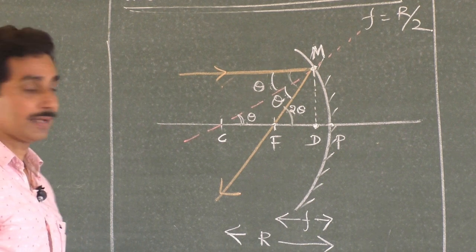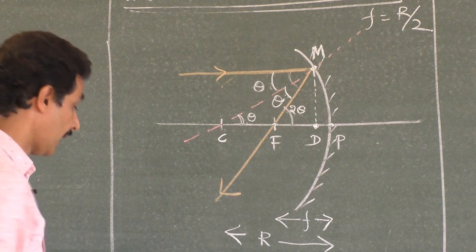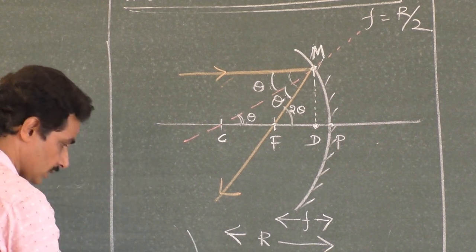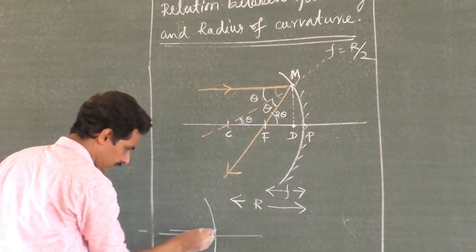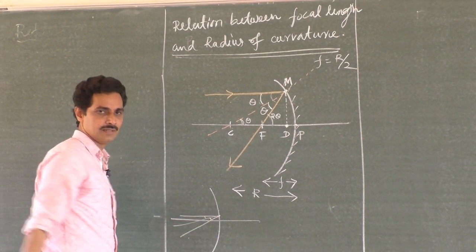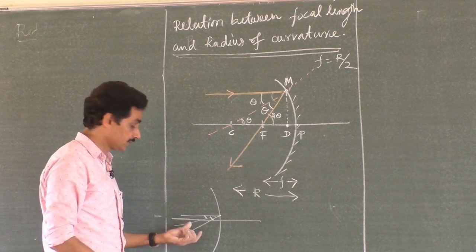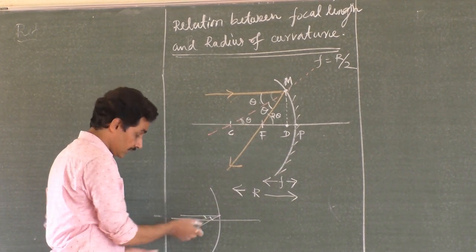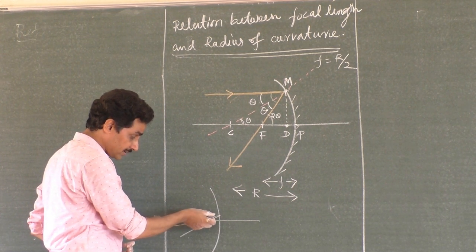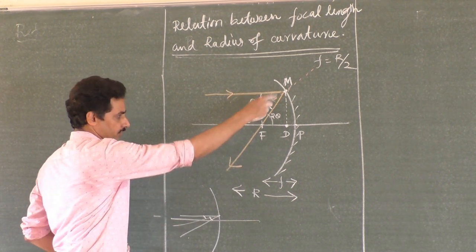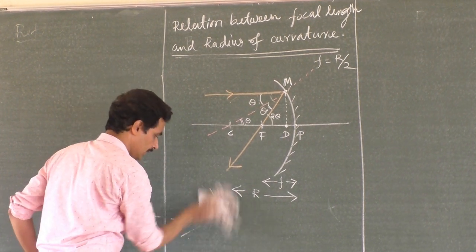Remember, this situation is an exaggerated situation. Actually these rays are very close to the principal axis and they are moving like this, making very, very small angles like this. That is the situation. Otherwise you can't trace them so easily, or you can't apply this derivation. The rays of light must be parallel to the principal axis and they must be very close. Then only they pass through the single focus. Otherwise they won't pass through the single focus.